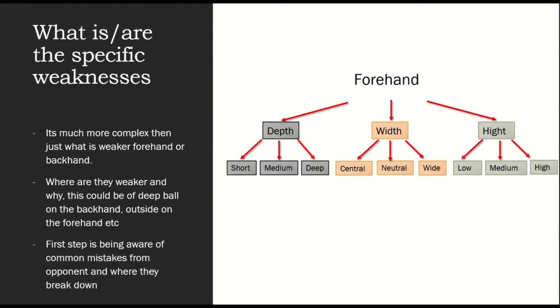But say you just look at the forehand, you could say, okay, they struggle with depth on the forehand. What sort of depth is it? Maybe it's deep and hitting through the court as they hit it late. So really understanding that there are certain specific shots that people struggle with, and that's their weakness. Really analysing and figuring that out is key.